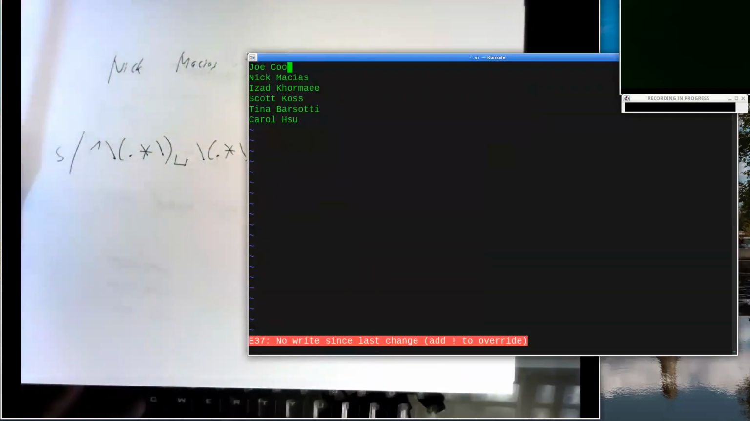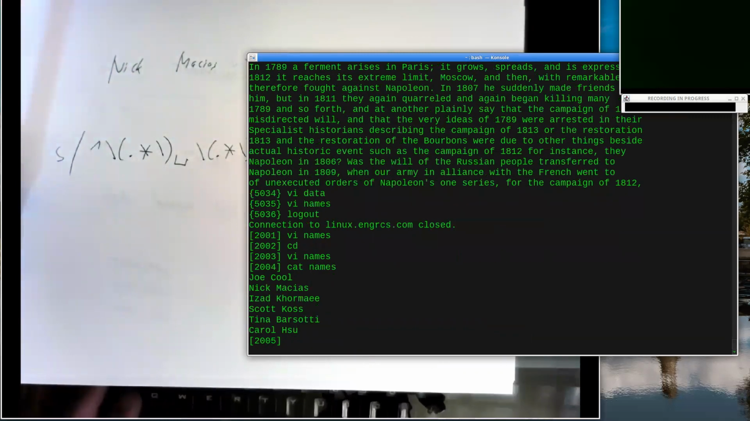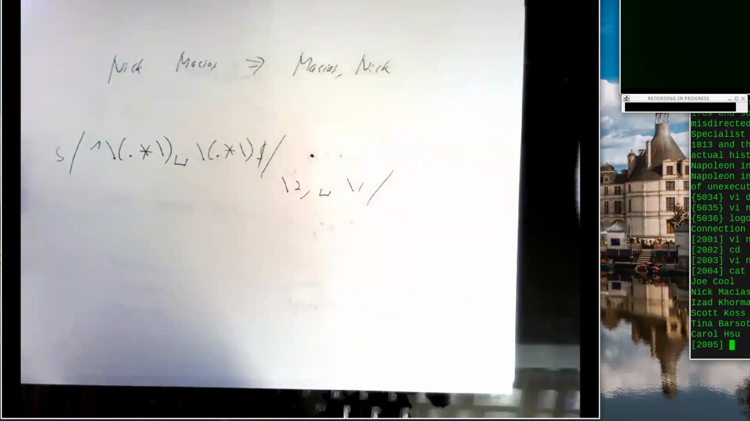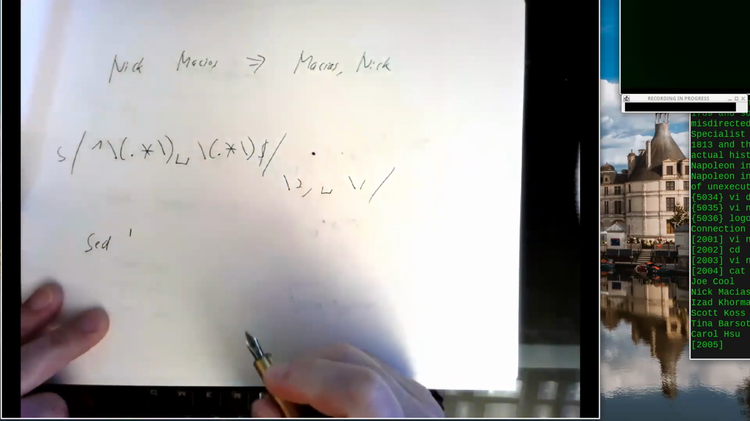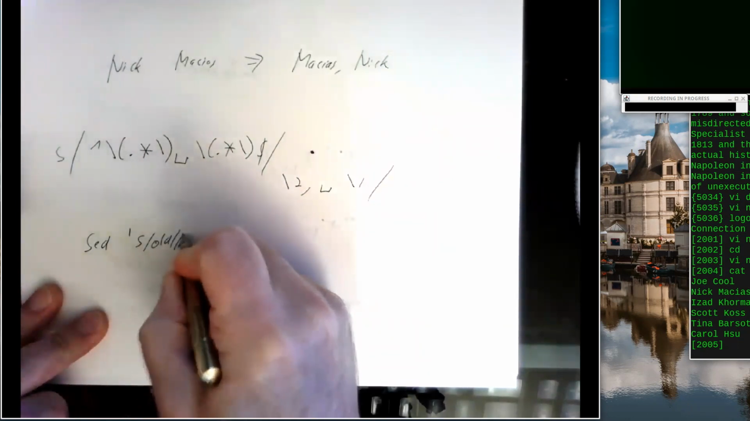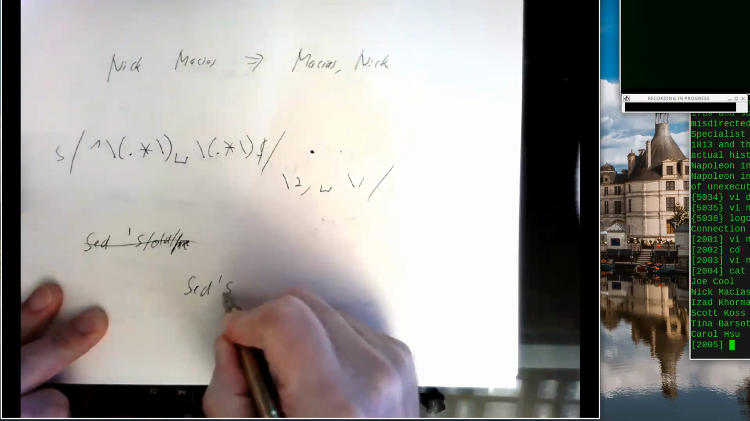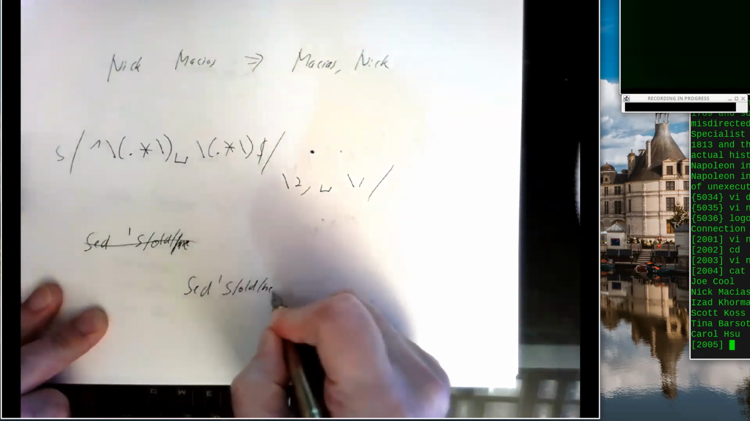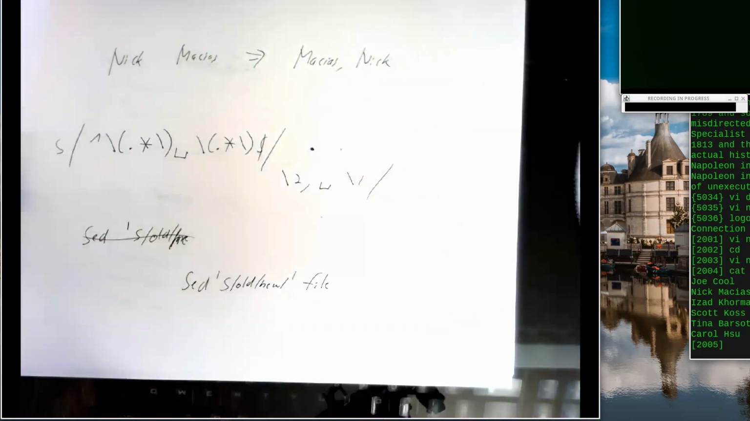So we can't do this with grep because grep is only for searching. But we can do this with another command called sed. And so sed is the stream editor. And we can say something like sed single quote substitute old new. We can put a replacement command in here and then put in a file name.